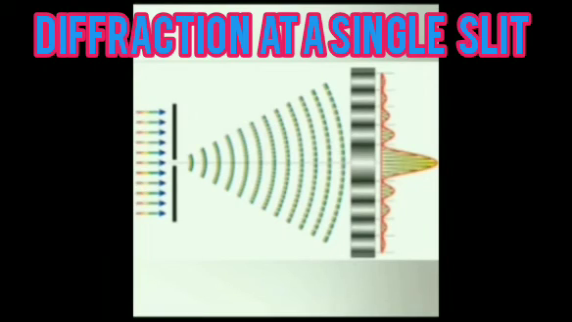Hello students, today we are going to discuss diffraction. We already discussed interference. Have you seen the geometrical shadow of any opaque object? If you observe the geometrical shadow, you can see, like interference, there are also some alternate dark and bright bands. This is due to diffraction.